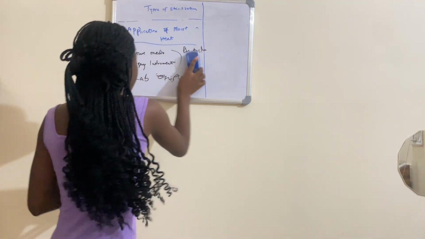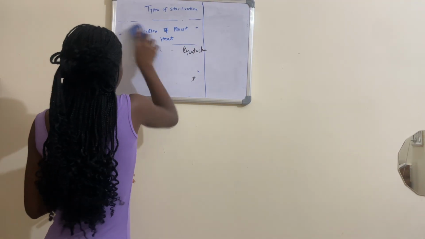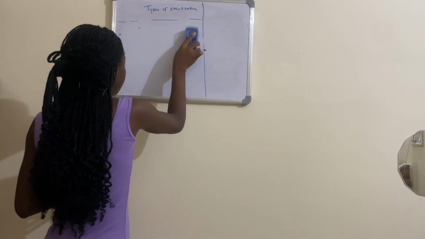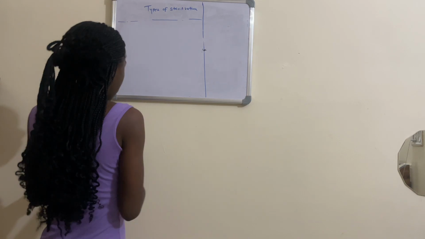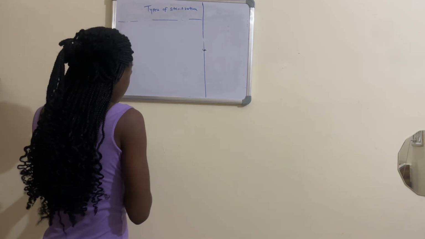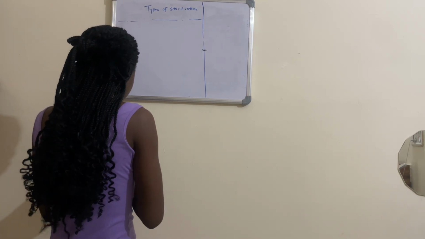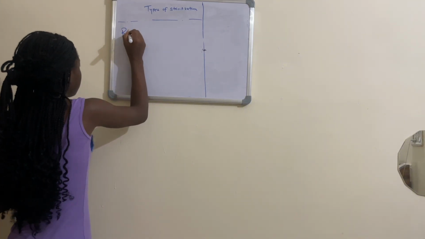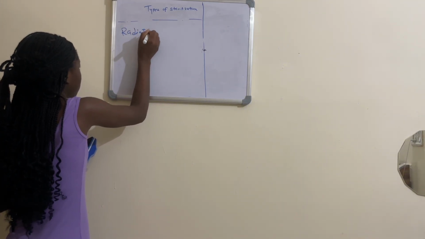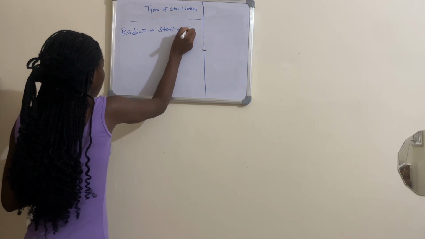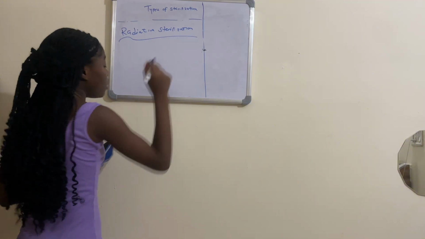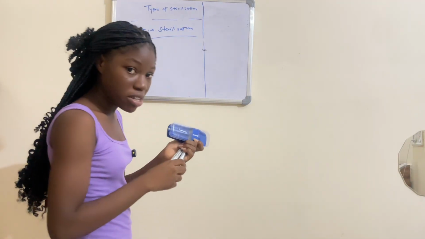So remember, we have talked about two now, right? Let's move on to the next type of sterilization. The next type is a very important and common one that is used mostly in the hospital. We have radiation sterilization. This is the process of using radiation to sterilize instruments in the hospital.